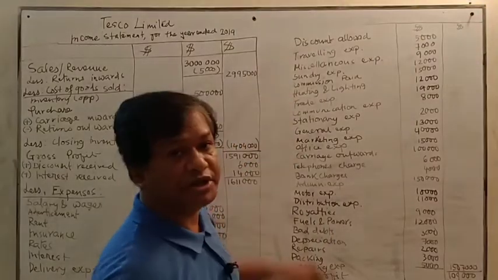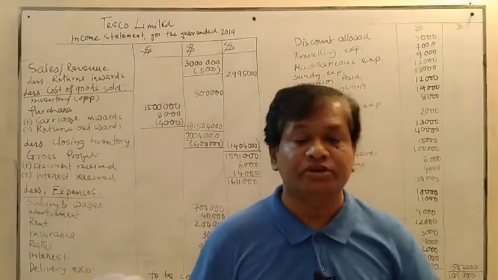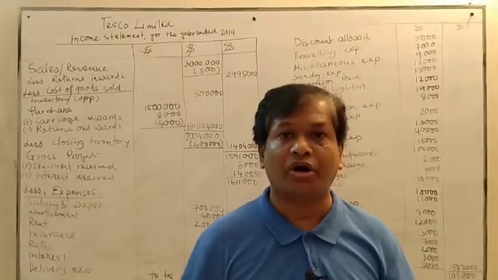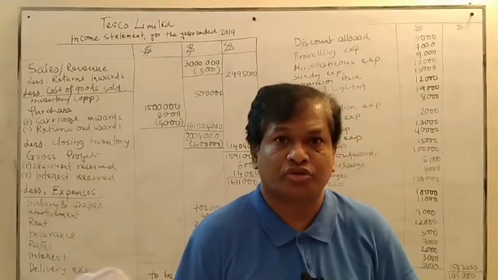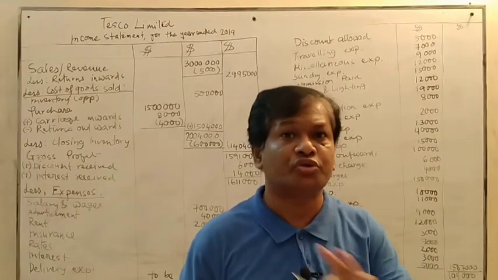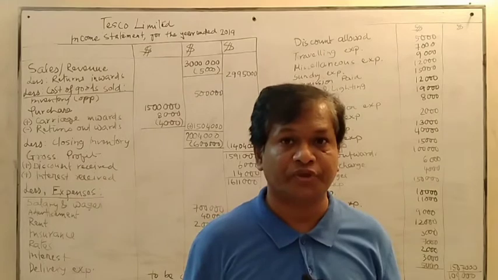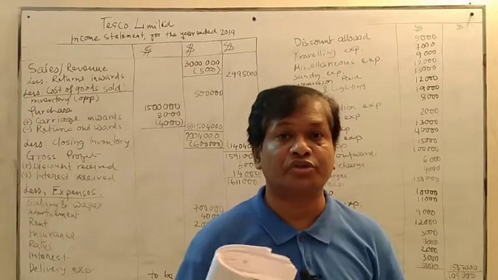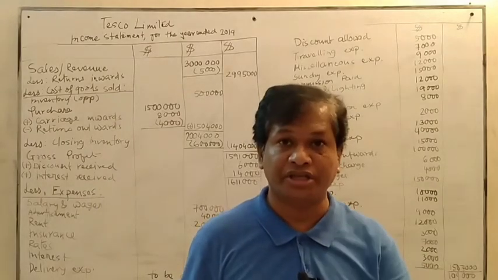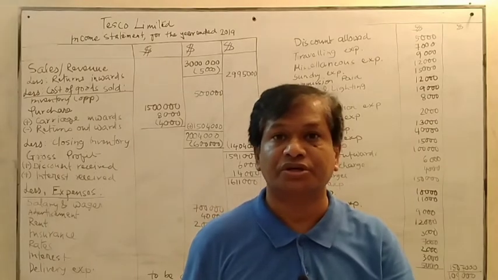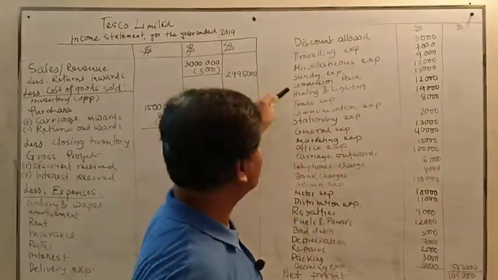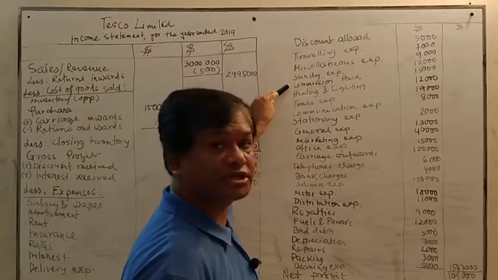Now commission paid. Sometimes you are selling your product through the agent. So that agent is to be given some commission. You are selling your product through the agent, so that agent is to be given some of the commission. So this is the commission paid. Commission paid. Check it in your table.